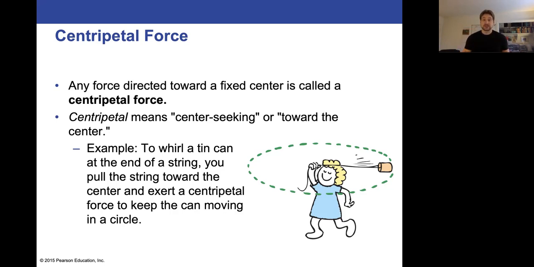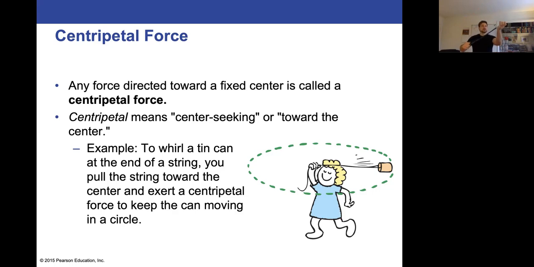In order to experience acceleration, Newton's laws, anyway, require that there is a force. There must be a non-zero net force in order to accelerate an object. The force that permits circular motion like this, we call the centripetal force, which means towards the center. All the time, we're pulling along the string towards the center.